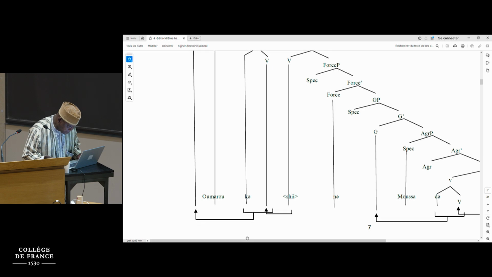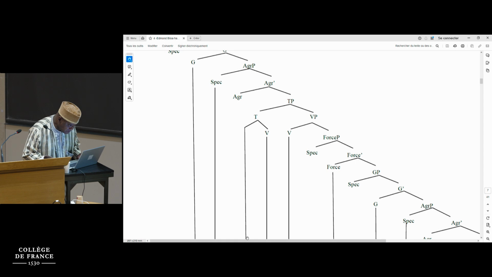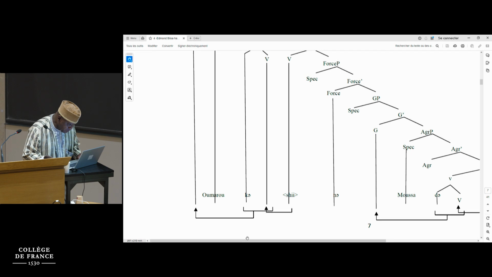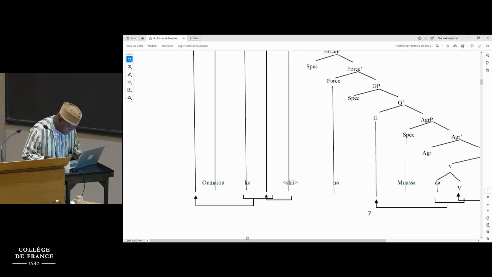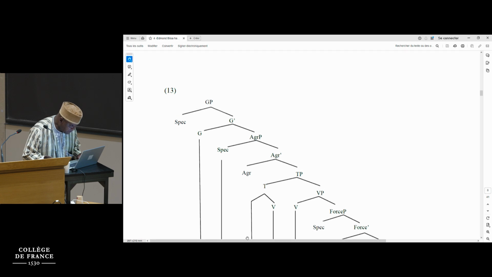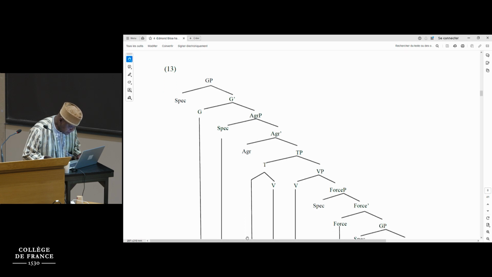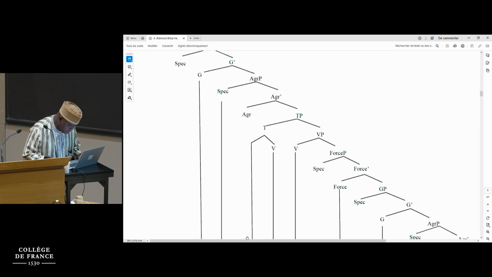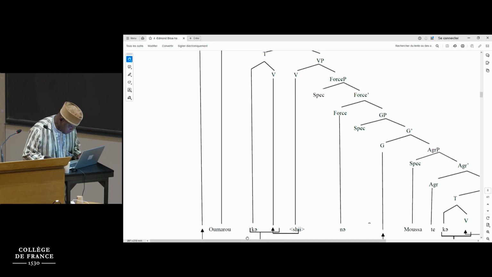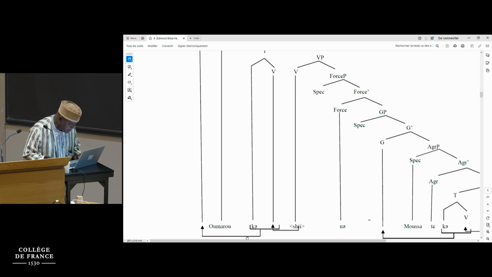So what I'm saying is that when the verb raises to T, adjoins to T, or adjoins to aspect, the newly created unit moves to the head of Grand phrase, Grand zero. So what we have on 12 and 13 is an exemplification of the adjunction of the verb to T and the movement of the created unit to Grand zero.